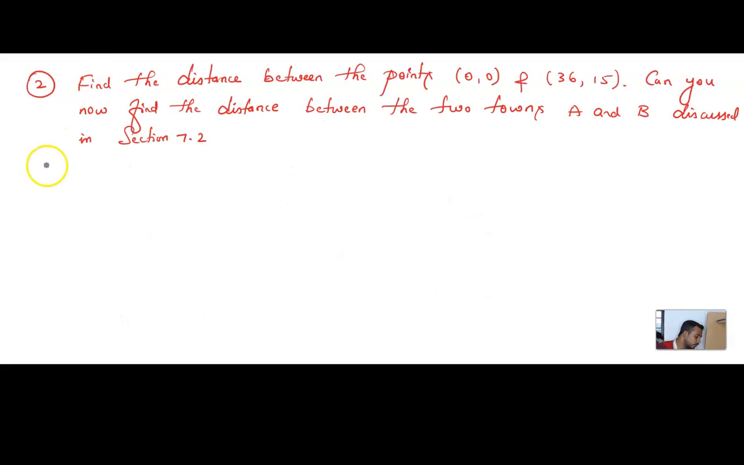See children, here we are going to solve question number 2. What is question number 2 here? You can see here. Find the distance between the points 0, 0 and 36, 15. Can you now find the distance between the two towns A and B as discussed in section 7.2? So here two questions have been given. First, we need to find the distance between the points 0, 0 and 36, 15.